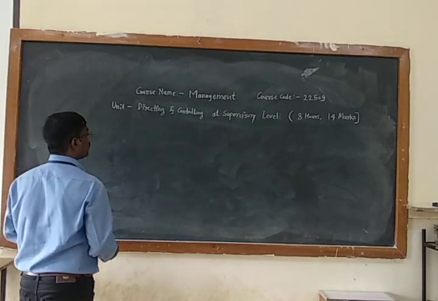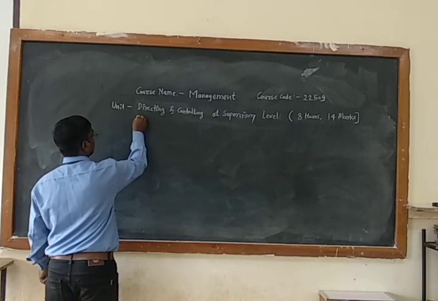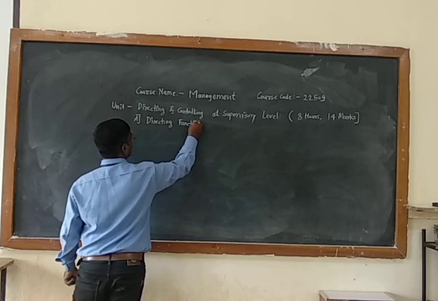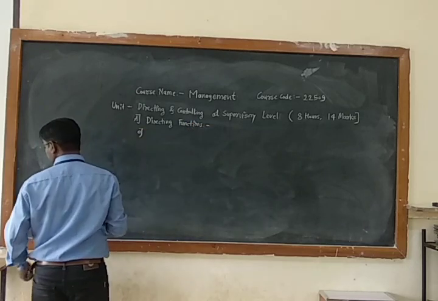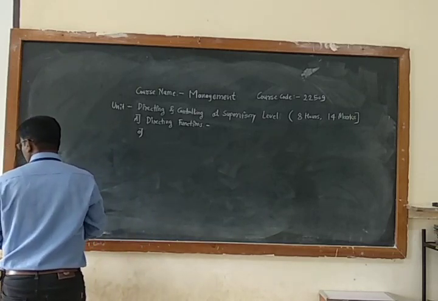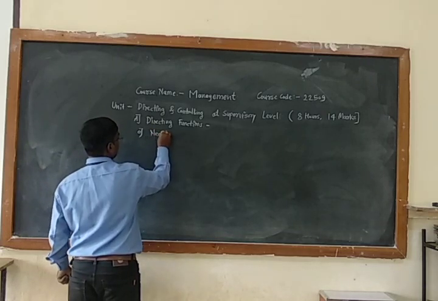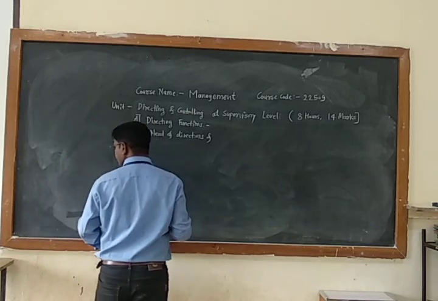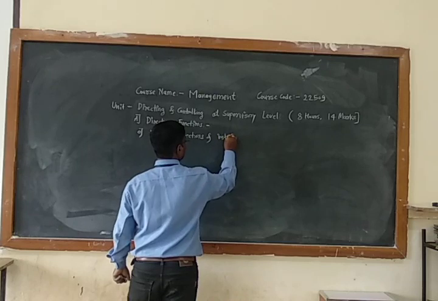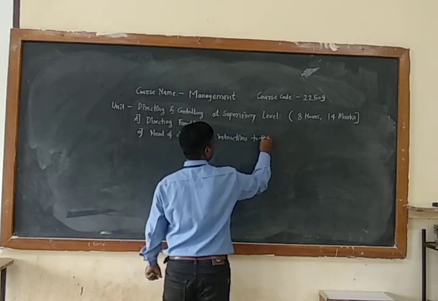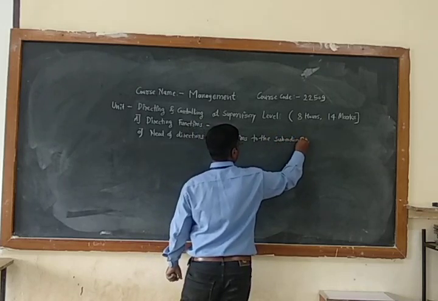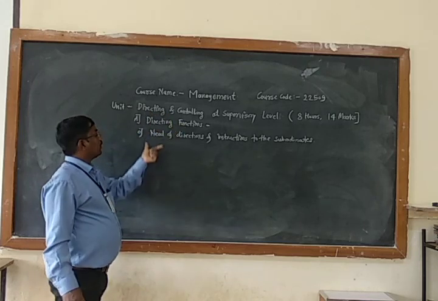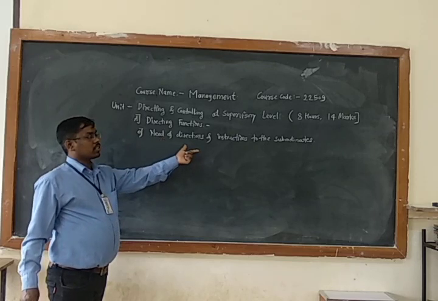Okay, the main contents regarding directing functions are as follows. In that, the first one is the need of direction and instructions to the subordinates. Okay, the first function regarding unit number 3, directing and controlling at supervisory level, includes the need of directions and instructions to the subordinates.